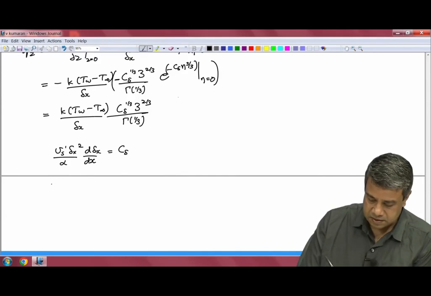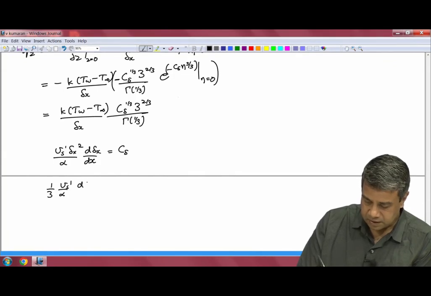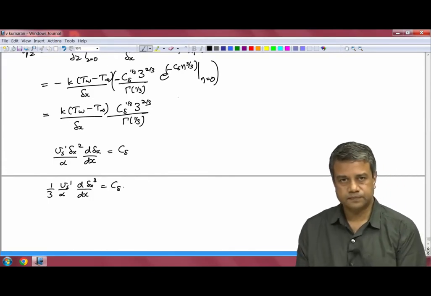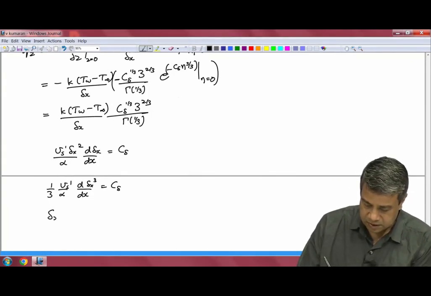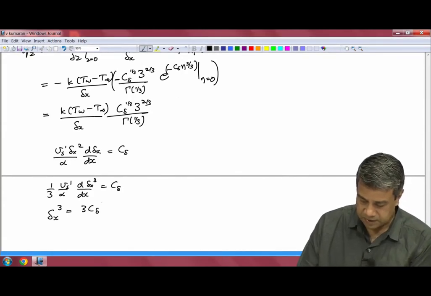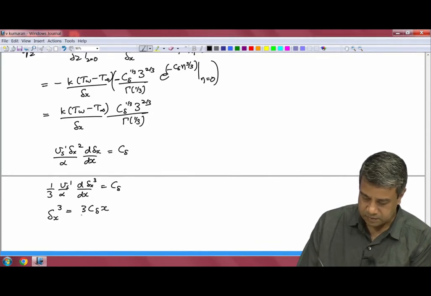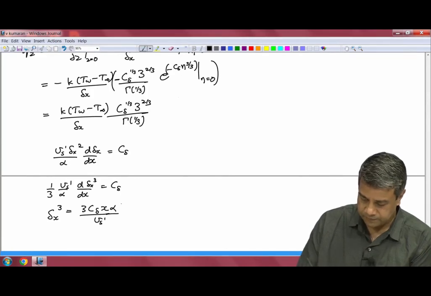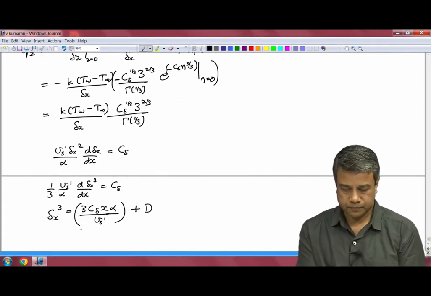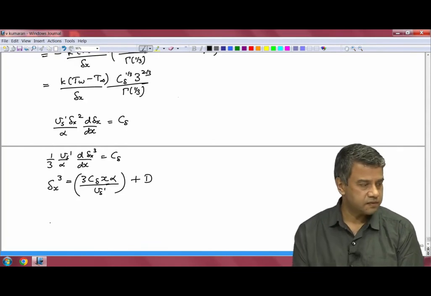So I can re-express this as 1 by 3 Vs prime by alpha d delta x cubed by dx is equal to C delta. Integrate this one time, and you will get delta x cubed is equal to 3 C delta x into alpha by Vs prime, plus some constant of integration d. This is the expression for delta cubed.